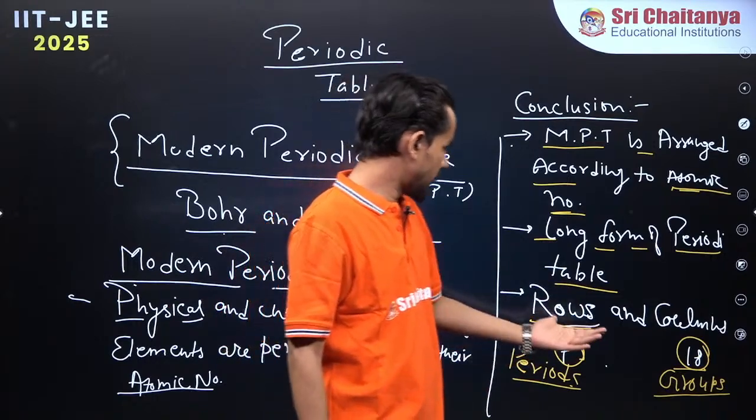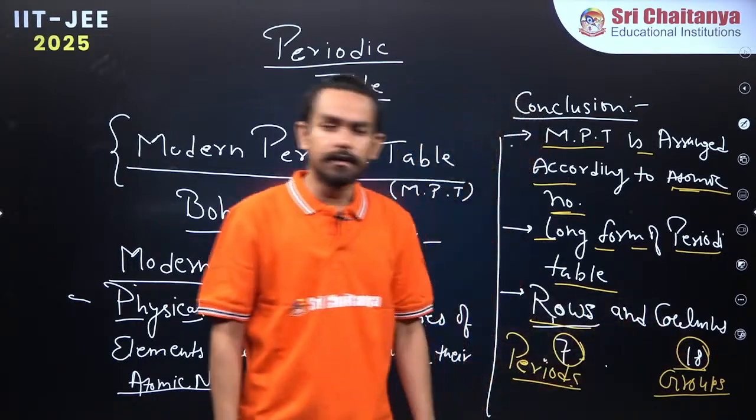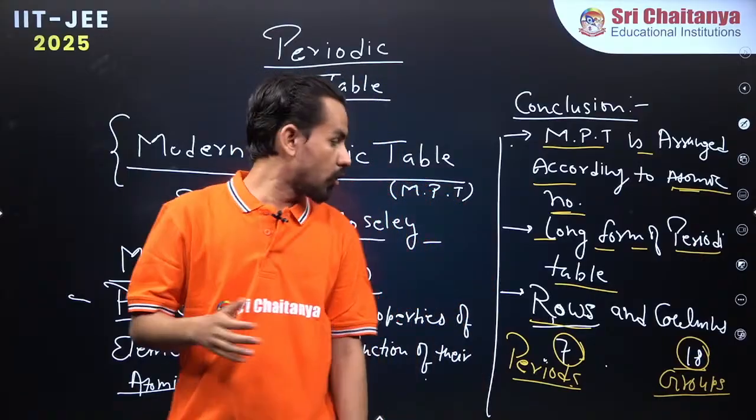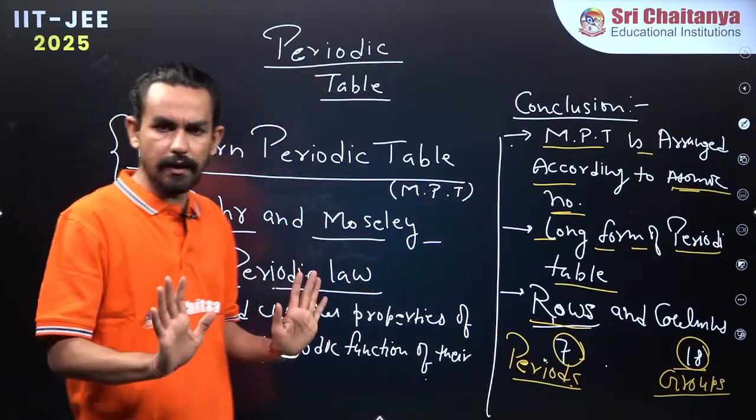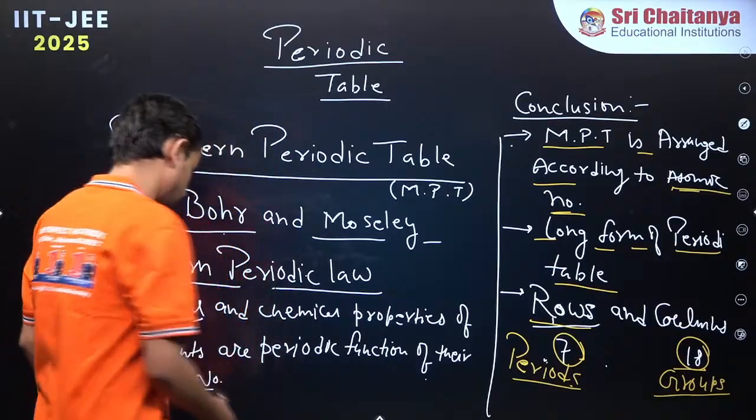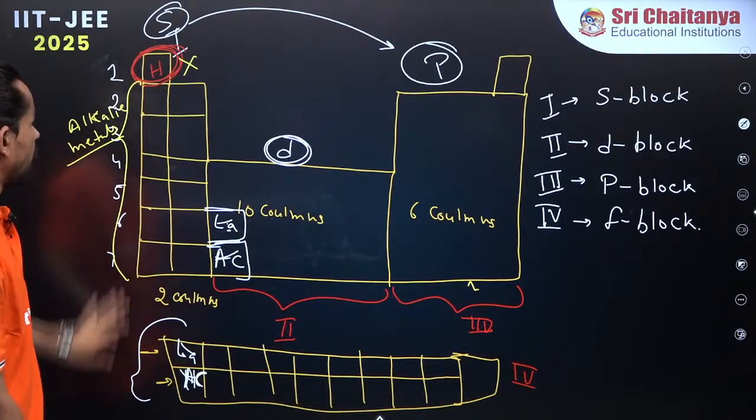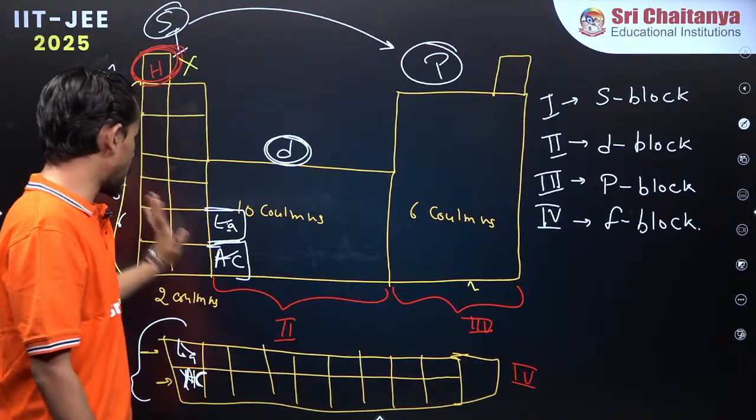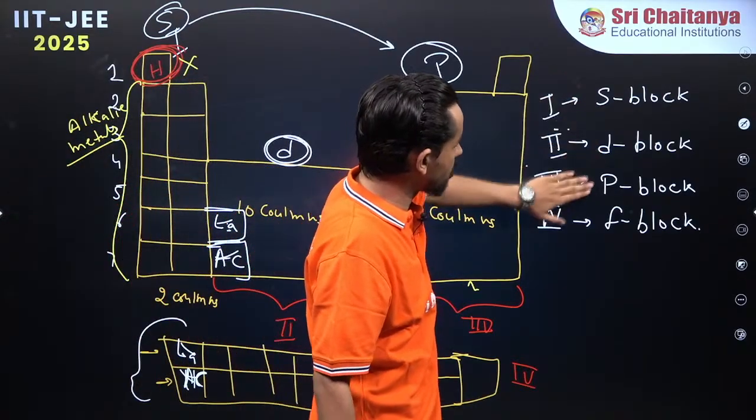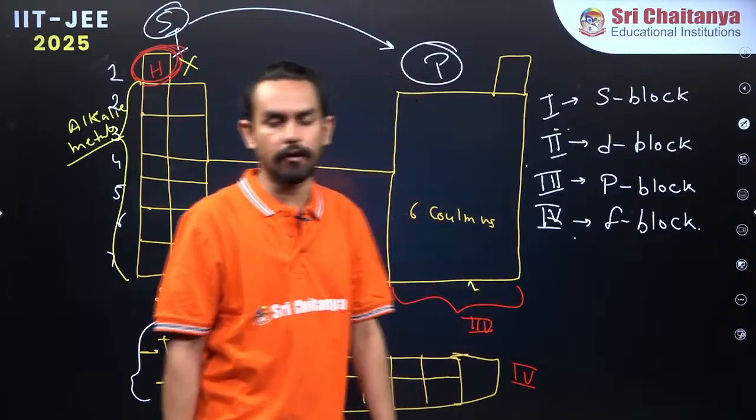Apart from that, it has 7 rows and 18 columns. These 7 rows are known as periods and these 18 columns are known as groups. So 7 periods and 18 groups are there in the periodic table. After this, we have seen the basic structure of the periodic table, in which we learned what the S block, D block, P block and F block are.